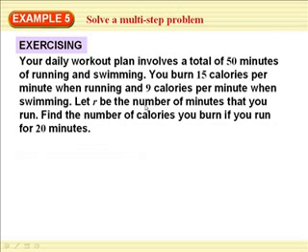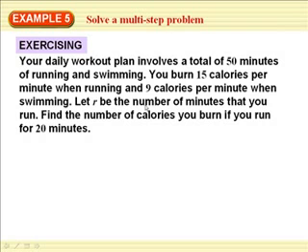All right, so let's check out example 5, a multi-step problem. Your daily workout plan involves a total of 50 minutes of running and swimming. You burn 15 calories per minute when running, 9 calories per minute when swimming. Let R be the number of minutes that you run. Find the number of calories you burn if you run for 20 minutes. 50 minutes of running and swimming.